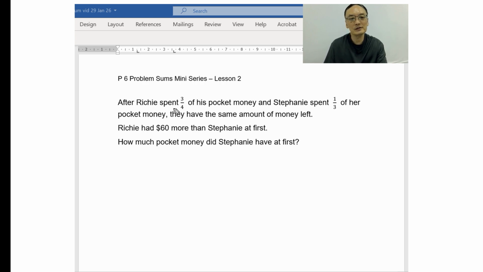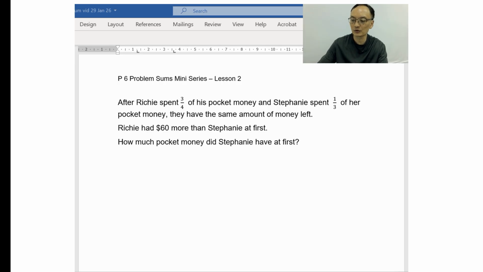After Richie spent 3/4 of his pocket money and Stephanie spent 1/3 of her pocket money, they had the same amount of money left. Richie had $60 more than Stephanie at first. How much pocket money did Stephanie have at first?